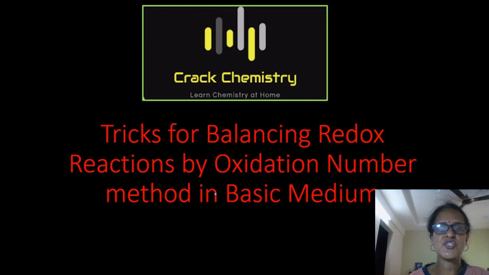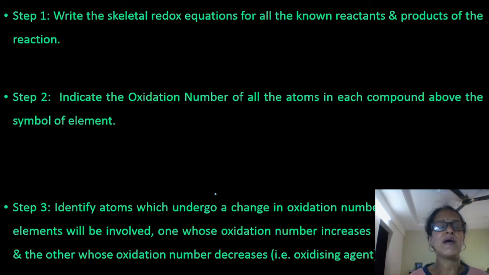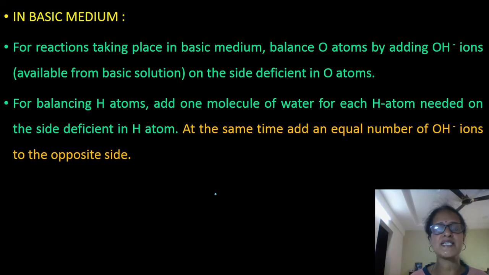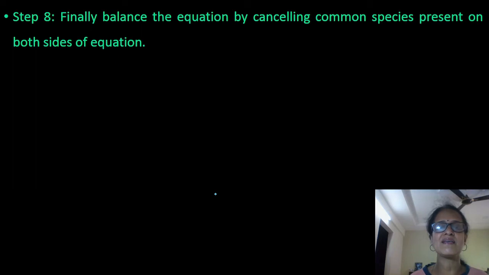So today's topic is tricks for balancing redox reactions by oxidation number method in basic medium. Friends, as I told you in Part 2 of this chapter, I have explained the steps for balancing the reaction in very detail. Please refer Part 2 of this video. Now I am going to explain you this method by taking an example. With the help of this example, all the steps will be very clear to you.